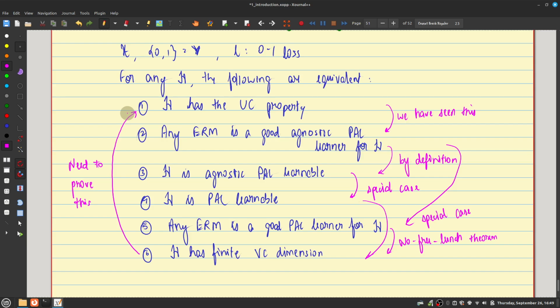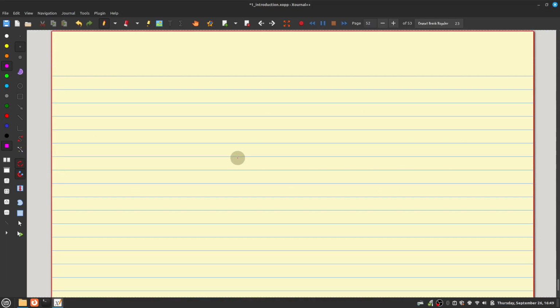Correct. So we did show that ERM was a good agnostic PAC learner. That's true, and that's not something we will prove here. Because for that, you will also need to prove a lower bound, so first you'll need to show that as long as m is greater than a certain amount. In fact, let me state that.